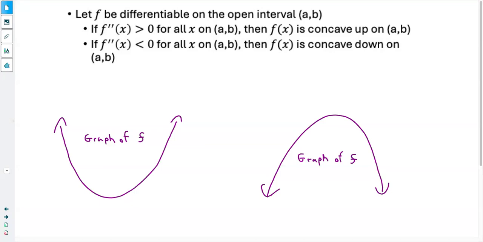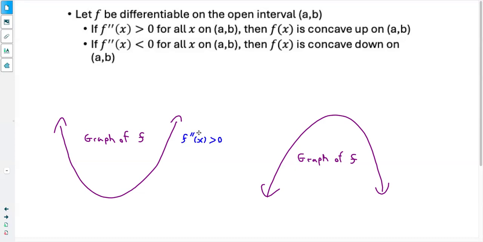If that second derivative, so f double prime x, is less than 0 for all x on a comma b, then f of x is concave down on a comma b. So for example, if we had this as our graph, f double prime of x, or our second derivative, would be greater than 0.